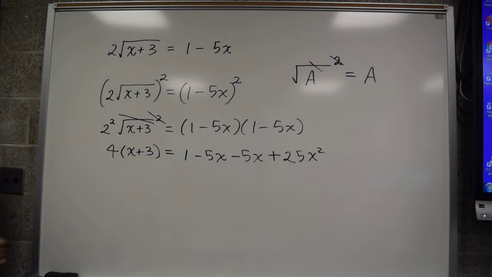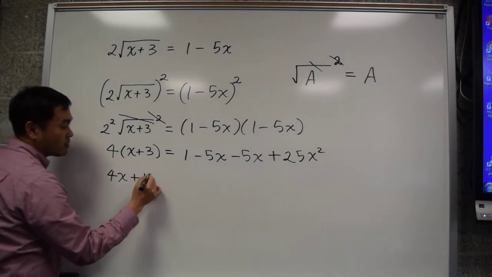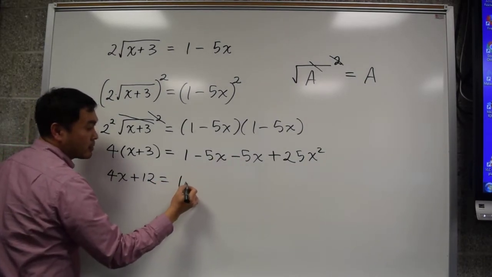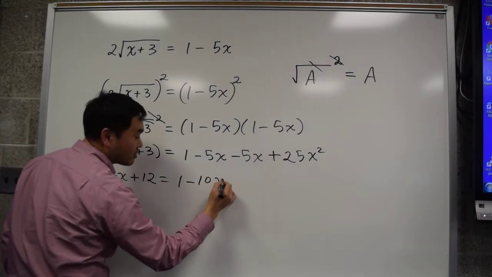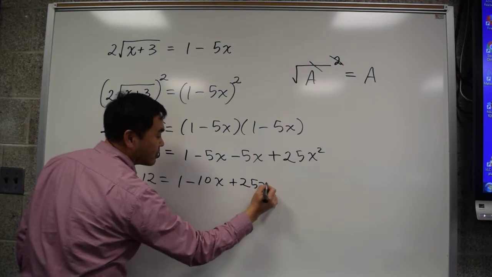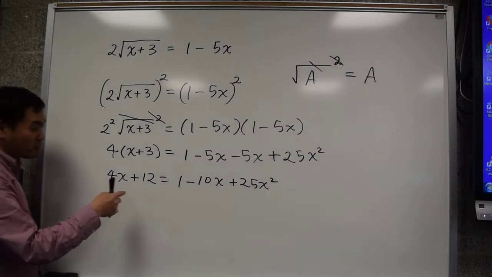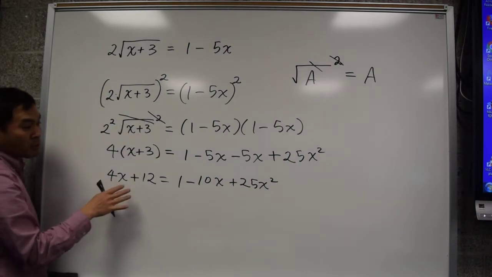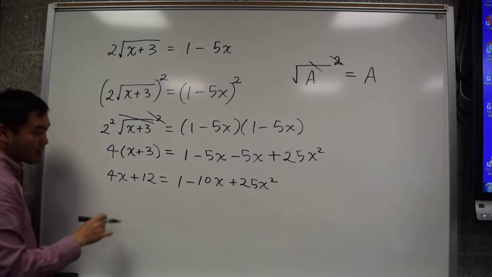4 times x, that's 4x. 4 times 3, that's 12. I see like terms. How does this combine? Negative 10x, right? 5 plus 5 is 10. Now what I end up with is a quadratic equation because I see an x squared there. So by simply squaring, you end up with a quadratic equation. And that's something that we've worked hard on last week. So let's continue with that.